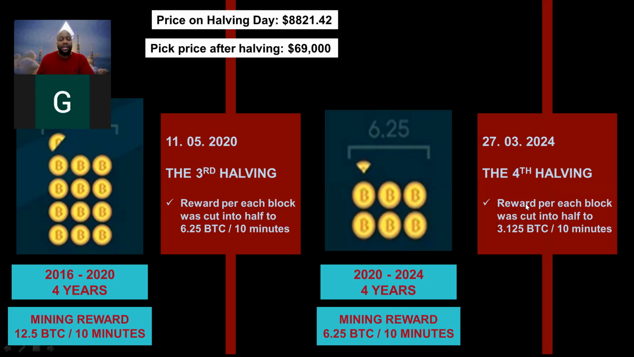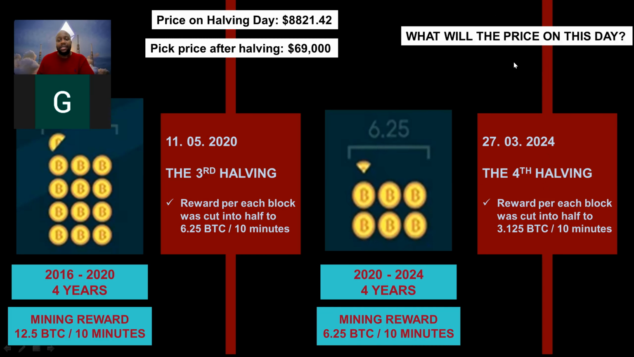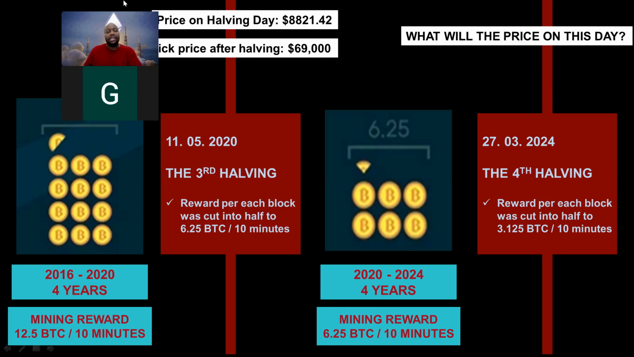So by this time, the reward per block will be cut into half, into 3.125. And what will be the price on this halving day? If you look at the trend, around the time of halving, or somewhere before halving, cryptocurrencies are going down, and after halving, the price is going up. So with this, you can determine the cycle.